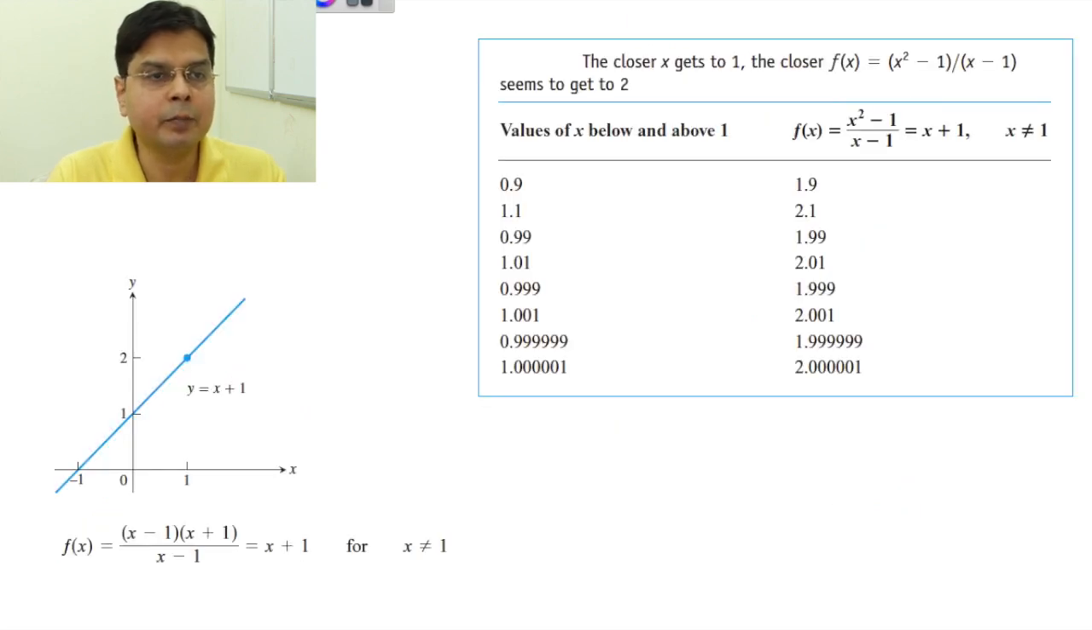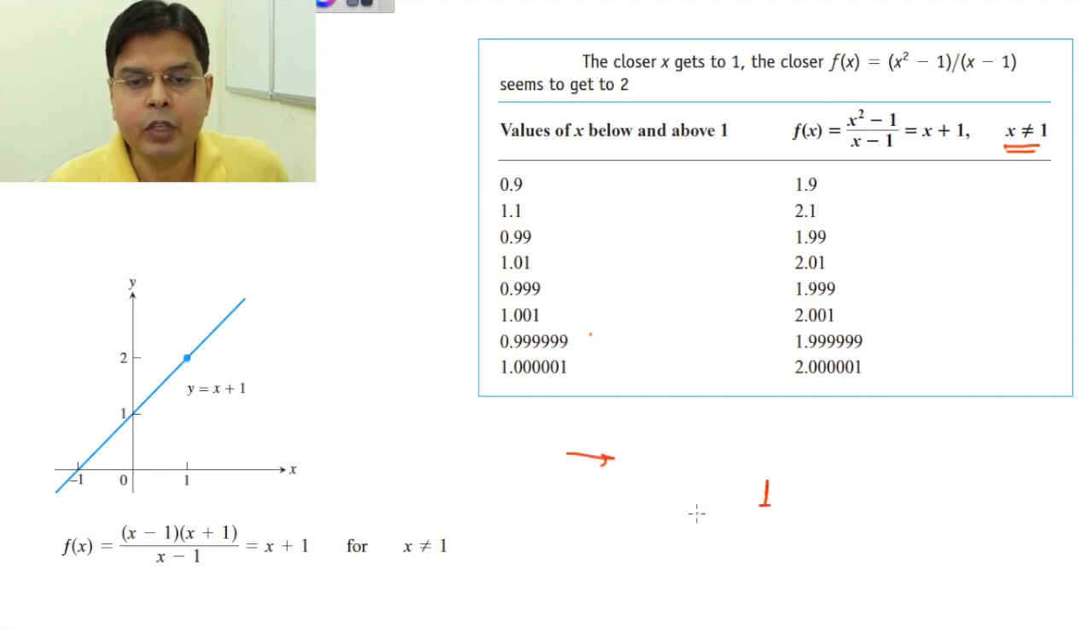I can make a table. The closer x gets to 1, the closer f(x) gets to 2, but not exactly equal to 2. So for values of x below and above 1, say for 0.9 it will be 1.9, because f(x) = x + 1 for all x with the condition x not equal to 1. For 1.1 it will be 2.1, for 0.99 it will be 1.99. So as I go closer and closer to 1, my value goes closer and closer to 2.